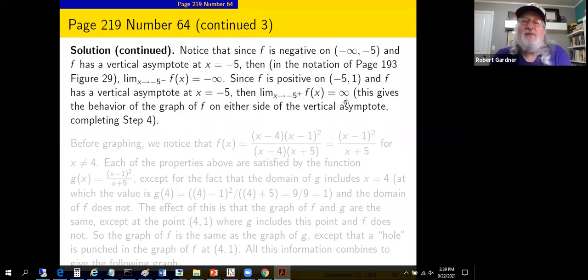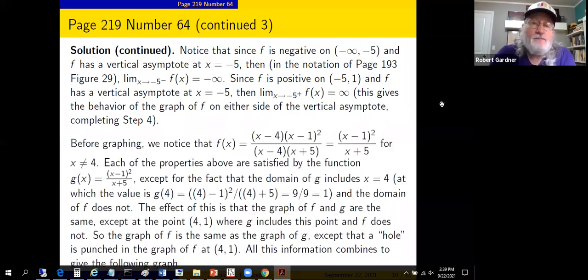Usually don't put the positive sign on there. In other words, we can use the positive and negativeness of the function to determine whether it goes up or down, based on which side of -5 we approach, knowing it has a vertical asymptote at -5. And that was the only vertical asymptote. So this takes care of the vertical asymptotes.